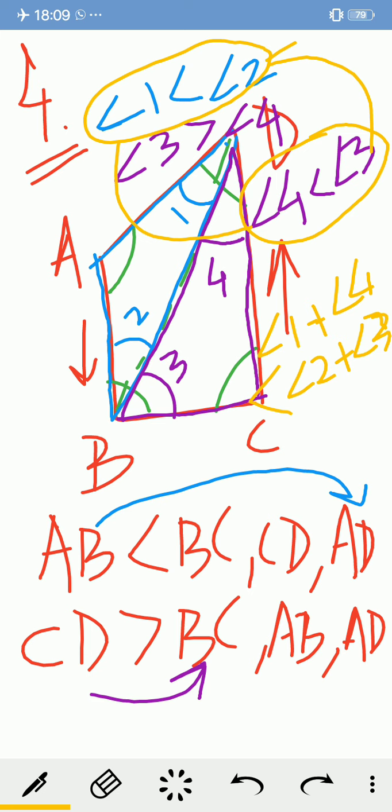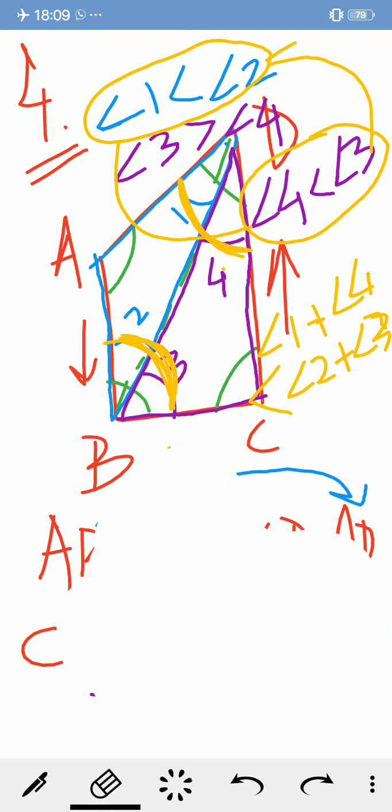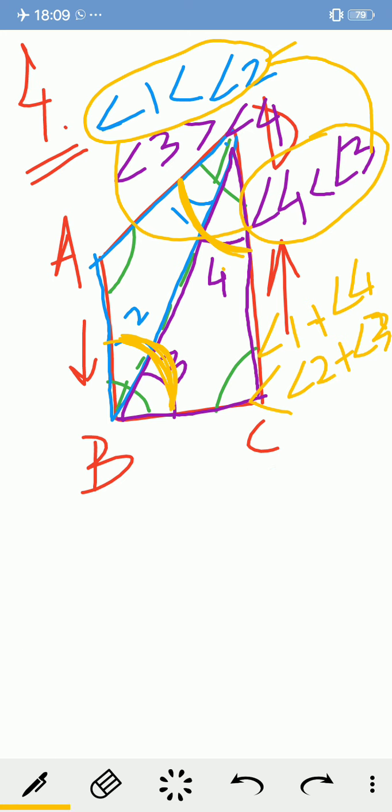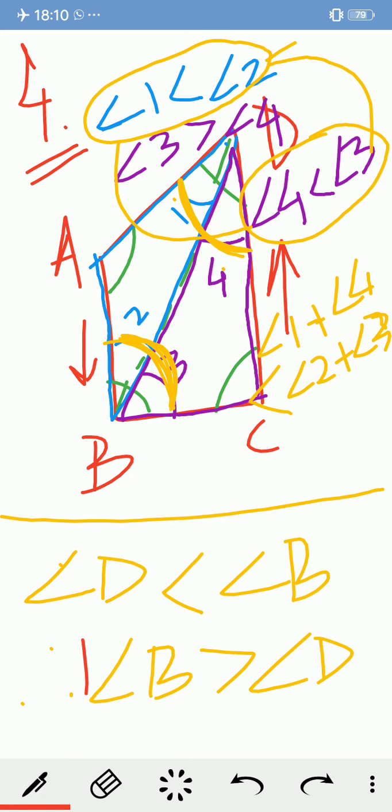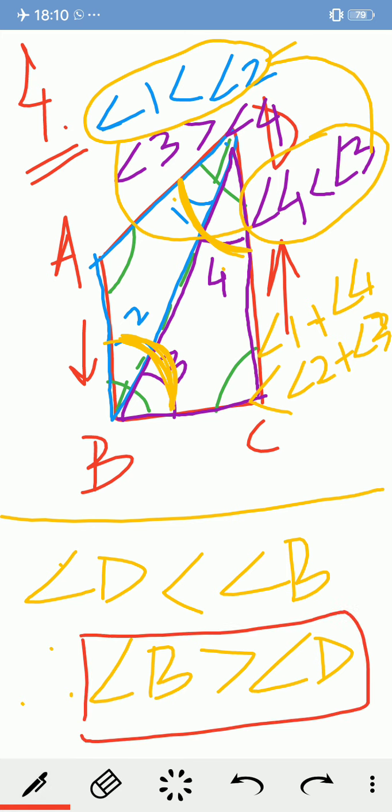Okay. Now look at the figure. Angle 1 plus angle 4 is nothing but this whole angle D. It is less than angle 2 plus angle 3, which is nothing but this angle B. So angle D is less than angle B. And here you can write, therefore angle B is greater than angle D. That's it. This was the one thing which you were required to prove.